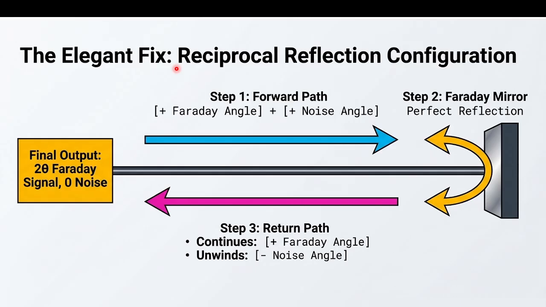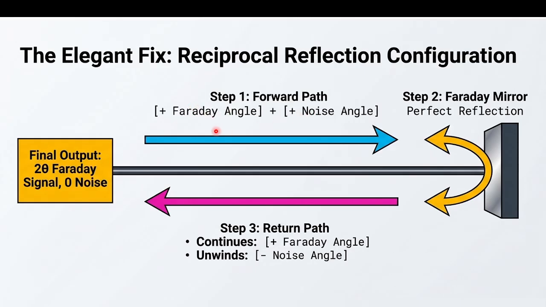The solution for this is the reciprocal reflection configuration, where step 1 is the forward path, where the Faraday angle and the noise angle will be added. Then step 2, the Faraday mirror, a perfect reflection, and that propagates again on the return path, where the Faraday angle continues to accumulate and the noise angle unwinds. So the final output will be 2 theta Faraday signal and zero noise.